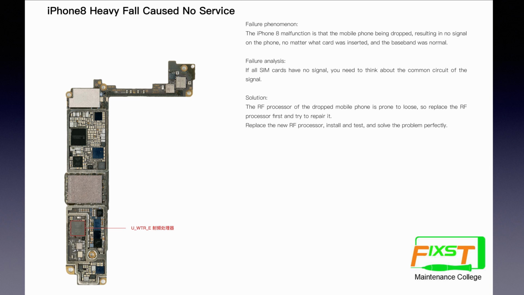After we replace the new RF processor, install and test the phone, this problem is finished. So according to this case, we know that a lot of no service or signal problems are all caused by the RF processor or the low band IC, high band IC, middle band IC, those signal components. Most of them have been dropped or have water damage. So when we get a phone with no service and signal problem, we just focus on the signal component part, and that is okay.